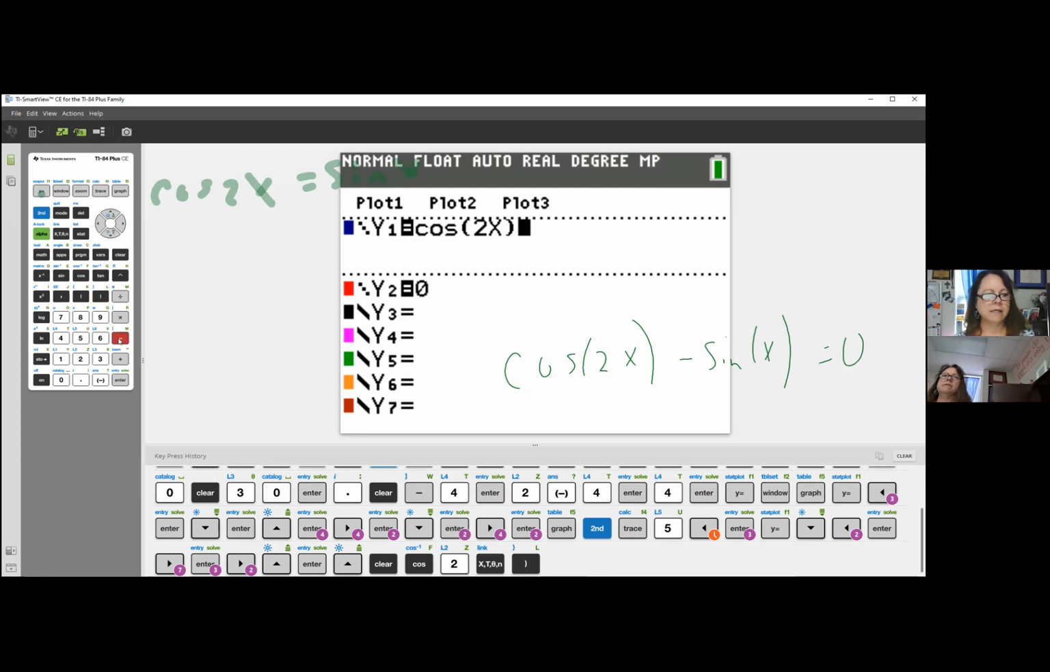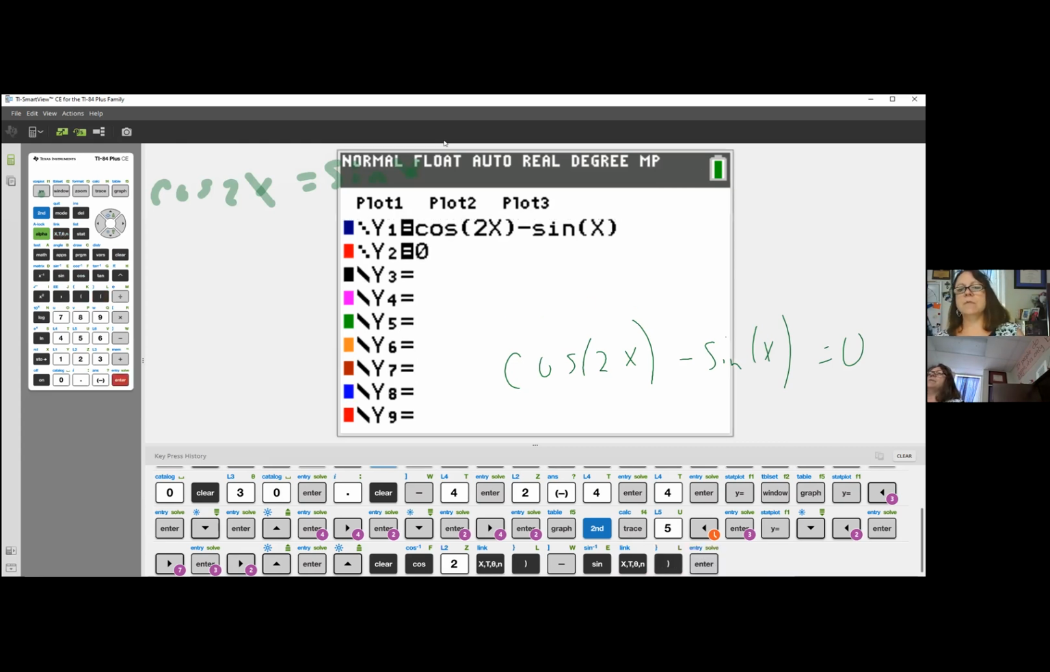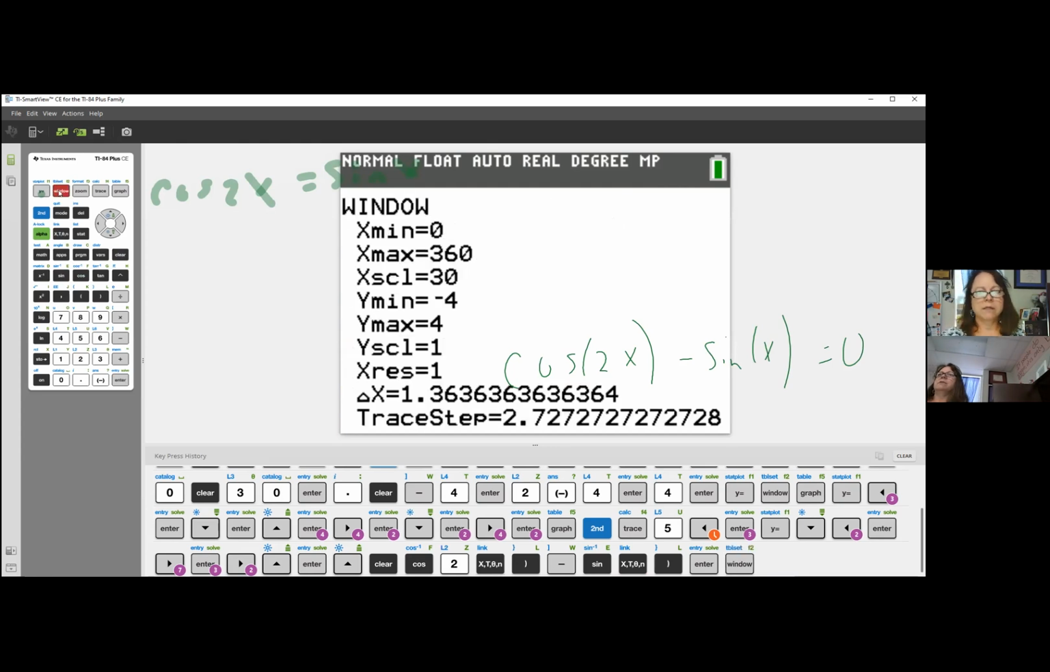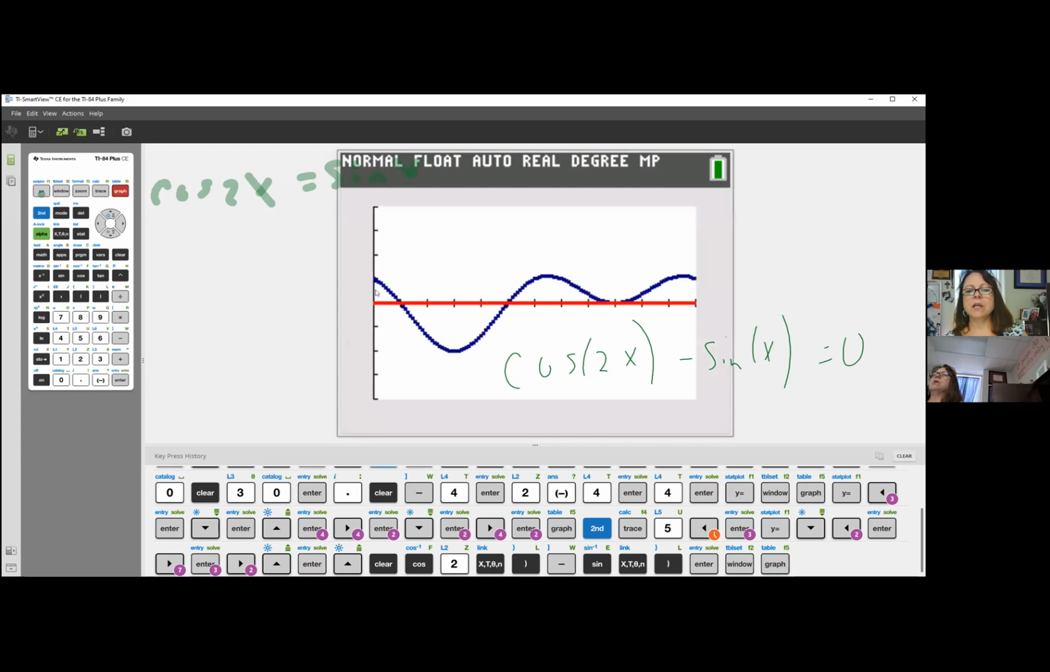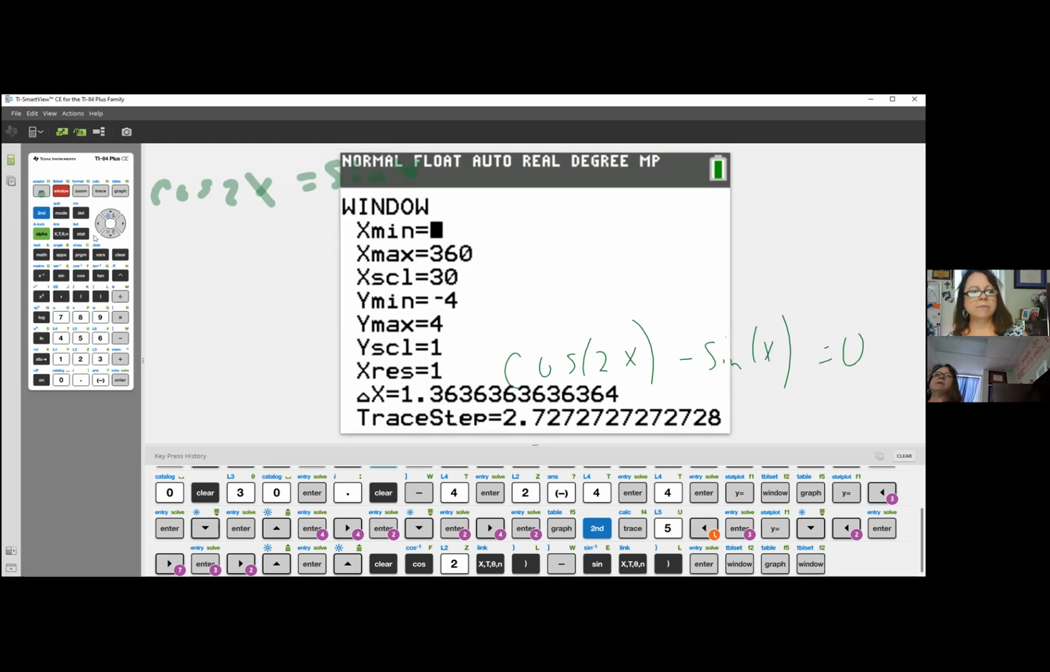And then I'm going to do minus the sine of x and close that. And again, it's equal to 0. My mode is in degrees. My window is already set. 0 to 360, count by 30s. Negative 4 to 4, count by 1s. Okay, we will then look at the graph of this, and we're going to calculate these intersections to get the answers. Now, I could even make my window on those y's possibly be from negative 1 to 1, might be a little better.